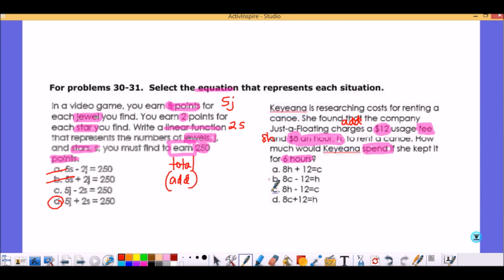So I can look at my answer choices and know that B and D are not it. So then that means I'm left with A or C. So that means I'm going to look to see which one I'm going to have 8H, and I'm going to add $12 with that. So that means answer choice A would be the best answer choice.